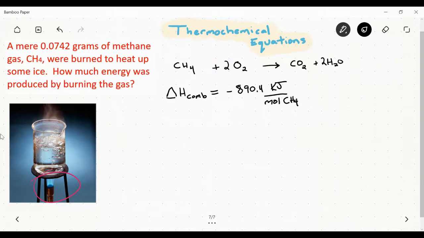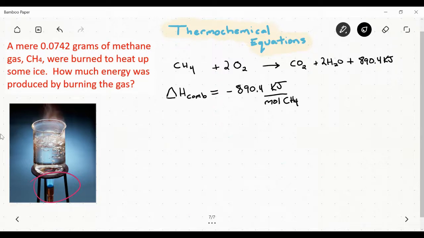Now, in the equation, if I want to turn it into a thermochemical equation, I'm going to add 890.4 kilojoules to the right side of this equation. That makes it a thermochemical equation.